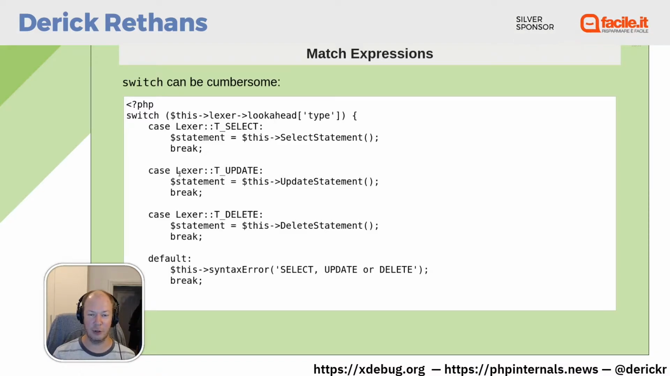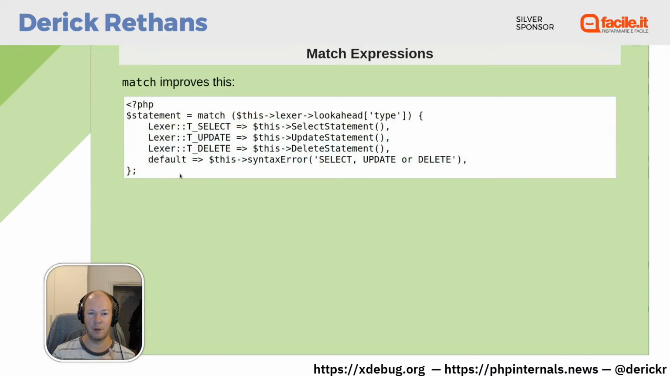Now what the match expression allows you to do is assign the value of something that is being matched to a variable. So let's have a look at how this example looks like with a match expression. As you can see, it's already a lot shorter, right? So we only have $statement equals once, and we do that before match. So match, again, like switch, depends on the type. And on the left-hand side, we have Lexer T_SELECT, Lexer T_UPDATE, and T_DELETE, which are the three case statements that we had, and then also default. On the right-hand side of the arrow, there is a single statement. So basically what this does is that if the lexer lookahead type is Lexer T_SELECT, then statement will be set to the value that this select statement evaluates to.